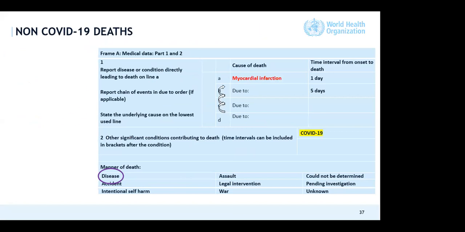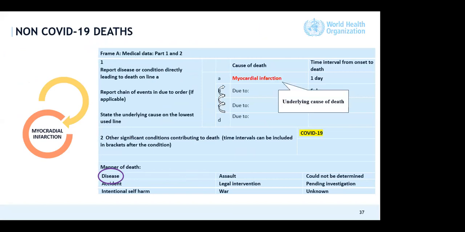And also another person died of myocardial infarction, and he happened to have had COVID. And I said, if you just fill one line, it is both the immediate and underlying cause of death. And this person again is not a COVID death, much as he had COVID.